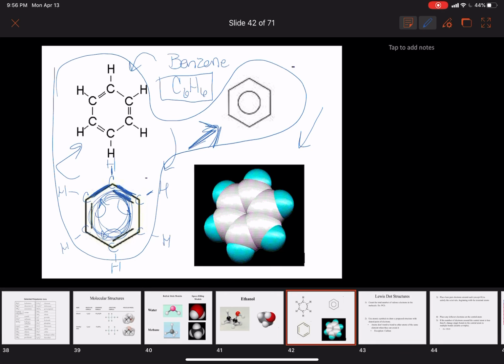Now down here we have a space filling model, and that looks like a lovely pillow that you might throw on the floor and jump on and watch some TV. So that looks like a nice squishy molecule right there. But benzene is not a very nice molecule. It's cancer causing, so we really won't want to be around benzene too much.